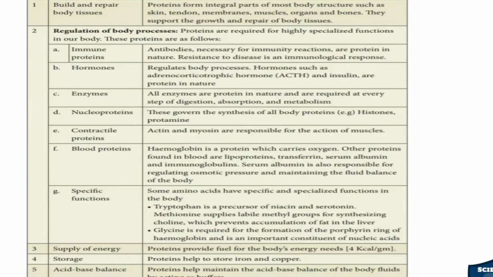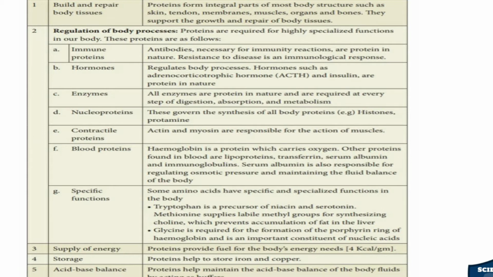The first function is body building and repair of body tissues. Proteins form an integral part of most body structures such as skin, tendon, membranes, muscles, organs and bones. They support growth and repair of body tissues.